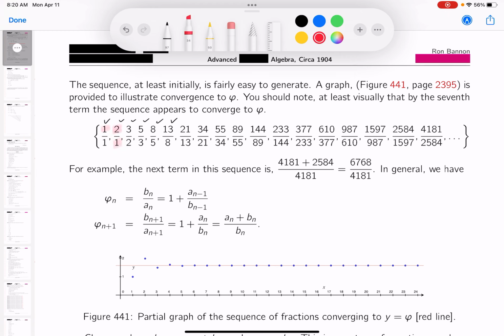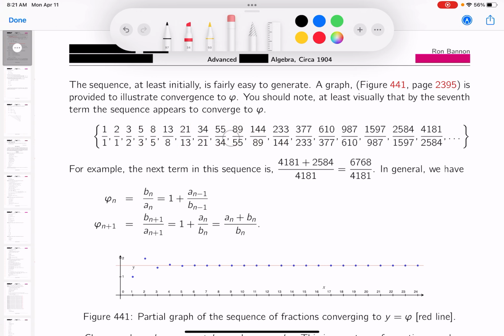1, 1, 2, 2, 3, 3, 5, 5, 8, 8, 13, 13, 21, 21, 34, 34, 55, 55, 89, 89, 144. You get the idea. Let me get my eraser out. I definitely see that.